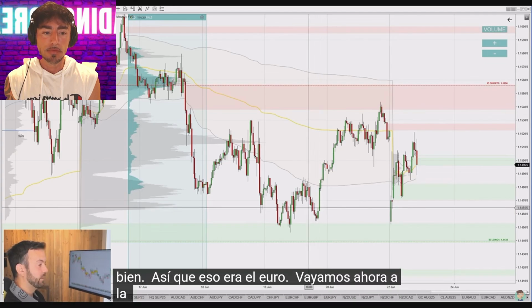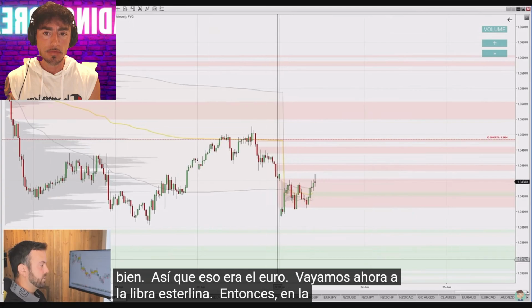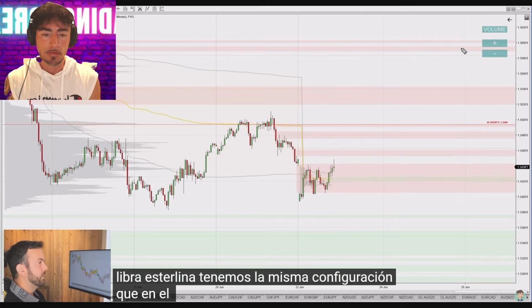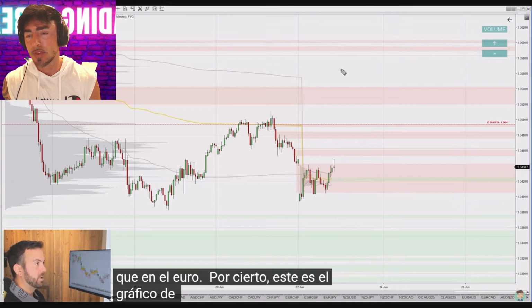Let's now go for the British pound. So on the British pound, we have the same setup as on the euro. By the way, this is the 30-minute chart of the British pound.